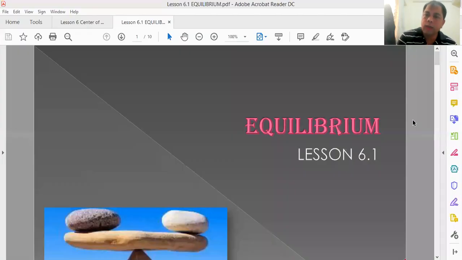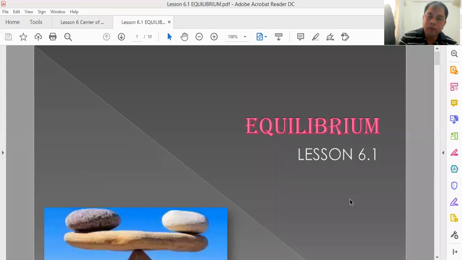Okay, so we are now going into lesson 6.1, and 6.1 is on equilibrium. I think our first lesson there was also called equilibrium. So equilibrium is a word that we can probably cut into two sections: equi, or equal, and then this word brium, perhaps. So we can have equal or balance. This is a state of balance, our word equilibrium.